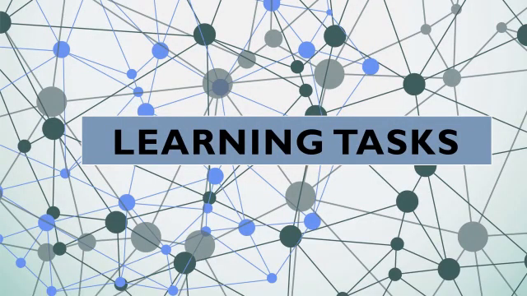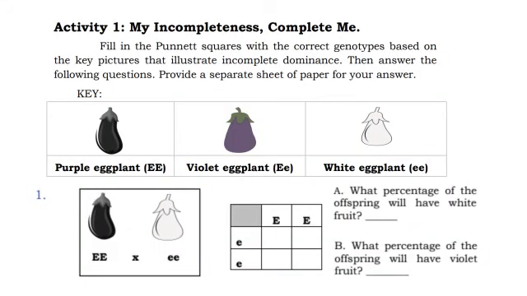For the learning task for week 4, activity 1, Incomplete Dominance: completely fill in the Punnett squares with the correct genotypes based on the key pictures that illustrate incomplete dominance. Then answer the following questions. Provide a separate sheet of paper for your answers.